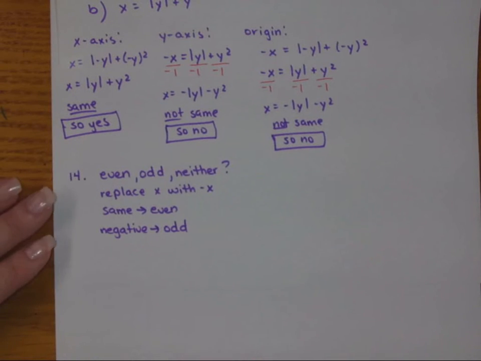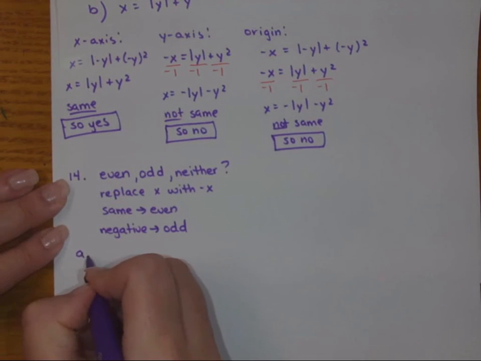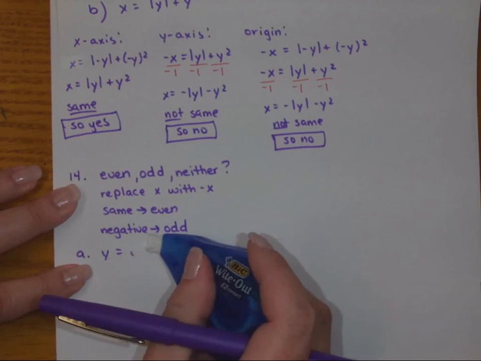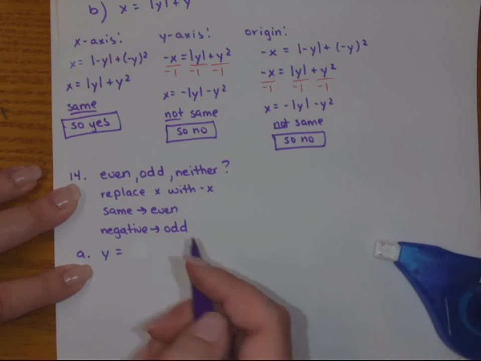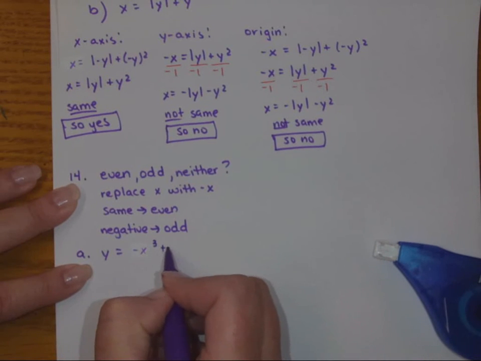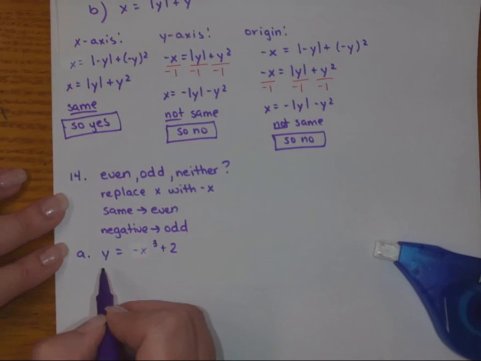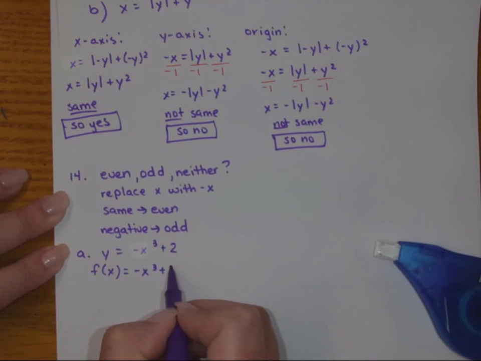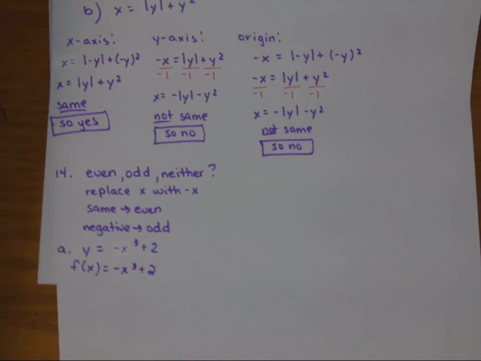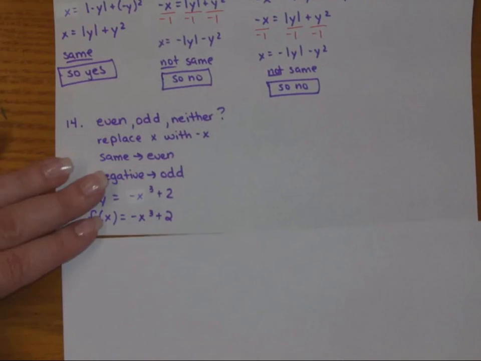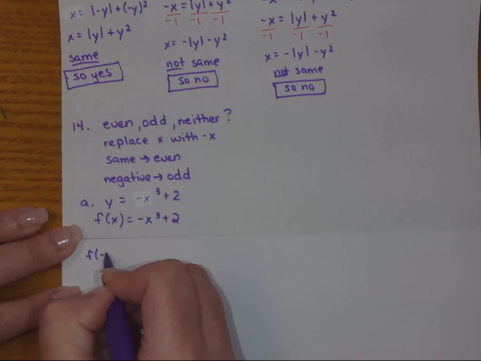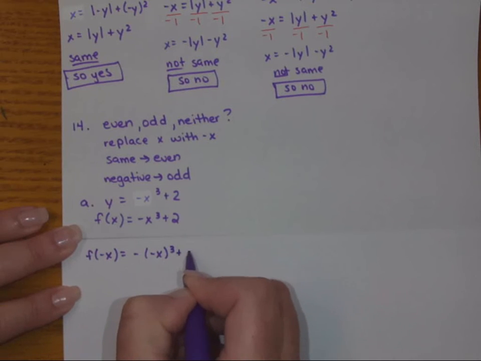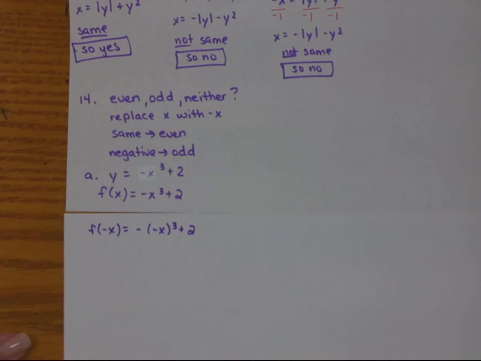Okay? So for number 14, A is y equals, no parentheses, right? Just negative x cubed plus 2. So basically, you would think of that as f of x equals negative x cubed plus 2. Remember, f of x and y are interchangeable. So I want to see this on your test where you replaced x with negative x. So negative x cubed plus 2. Okay. Do not cancel that double negative.